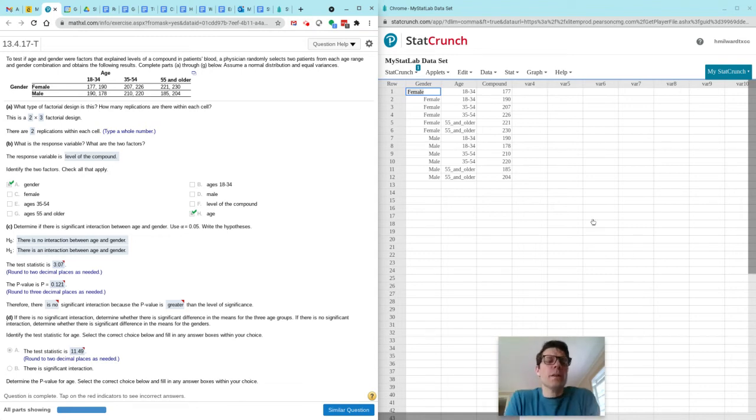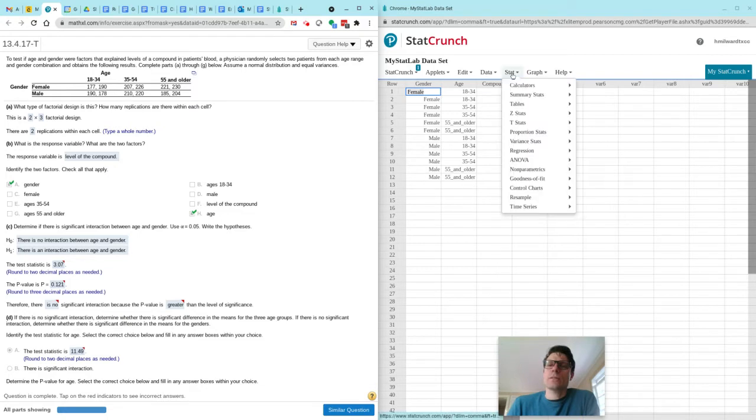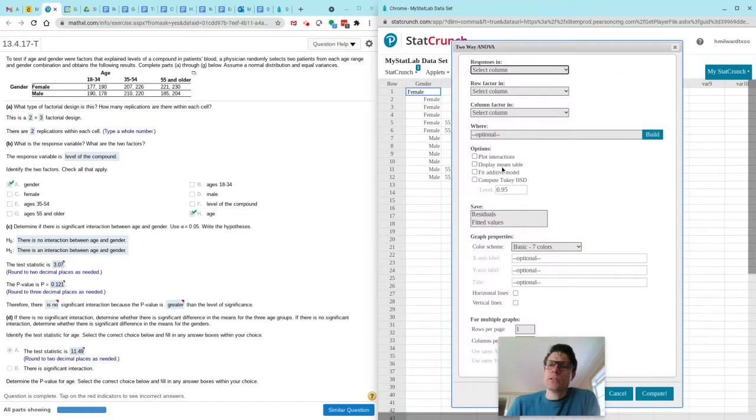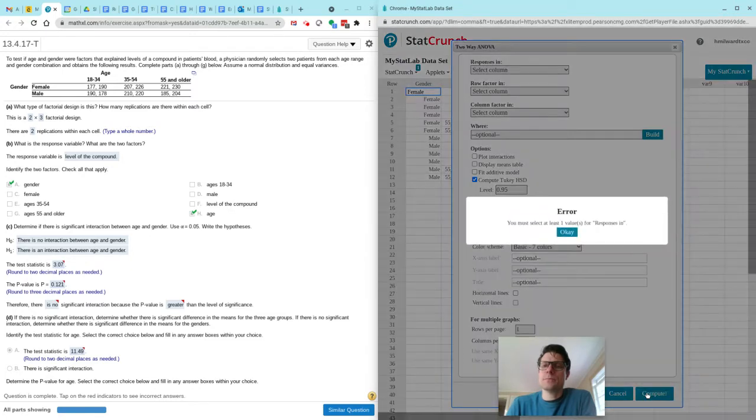Okay, this is help on number 8 from chapter 13.4. So all I want to do is load up the data into StatCrunch and do a two-way analysis of variance. And I want to make sure that I compute the Tukey, or complete the Tukey test on them.